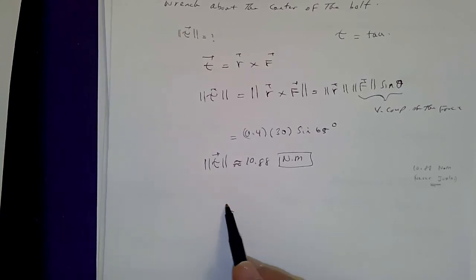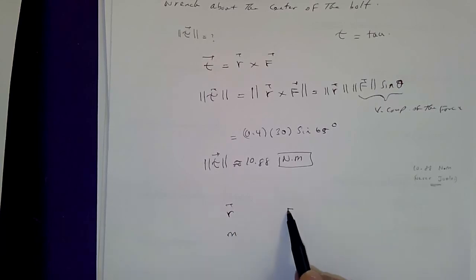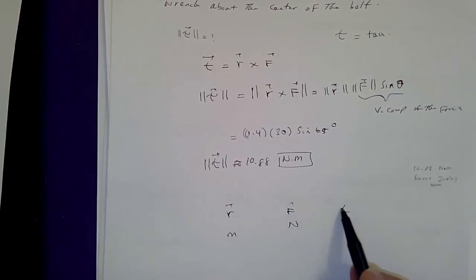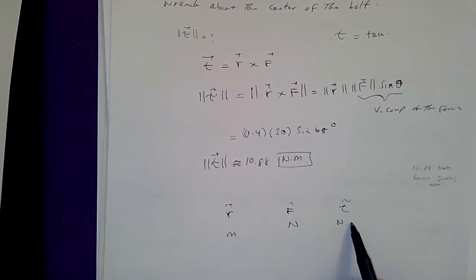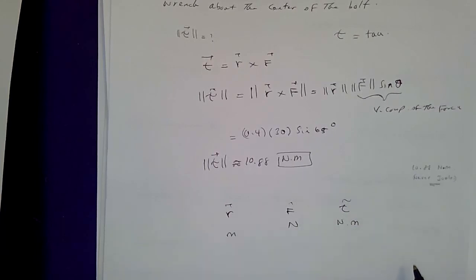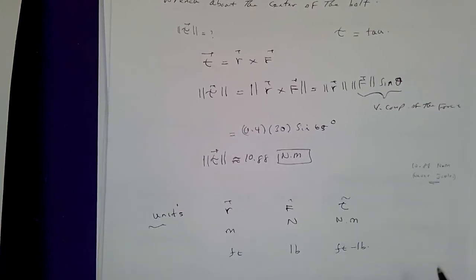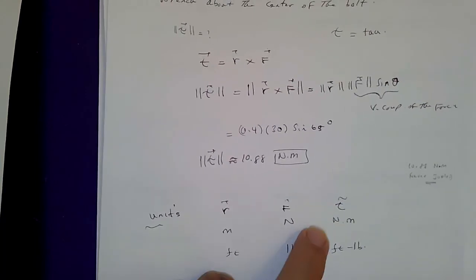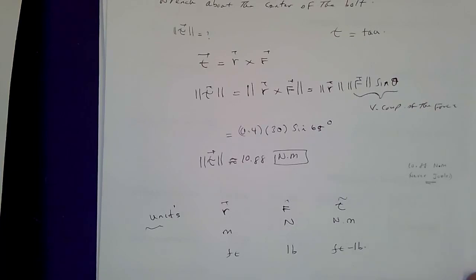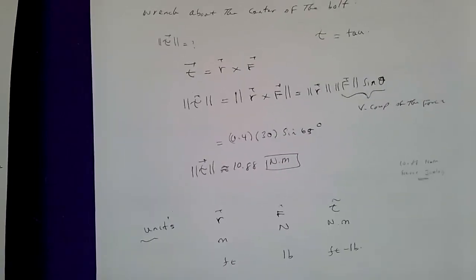Incidentally, if R is in meters and F is in newtons, the unit for tau is newton meter, not joules. Joules is reserved for work. If this is in feet and this is in pounds, it would be foot-pound. These are the only units we use, either in the English system or the metric system. And that pretty much does it for section 12.4.